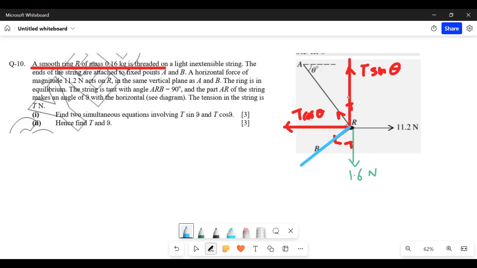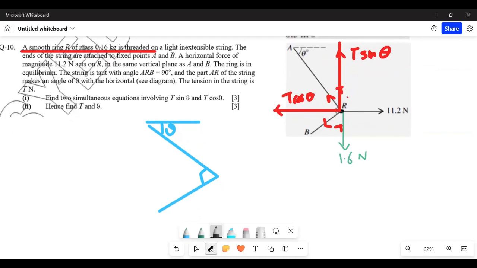But the problem here is we don't have the theta. We need a theta here or we need a theta here. If we have any one of these theta, we'll get a right angle and we'll be able to resolve the two components of T. Okay. But look at the setup given to us. There's a theta here, and then there's a 90-degree angle here.